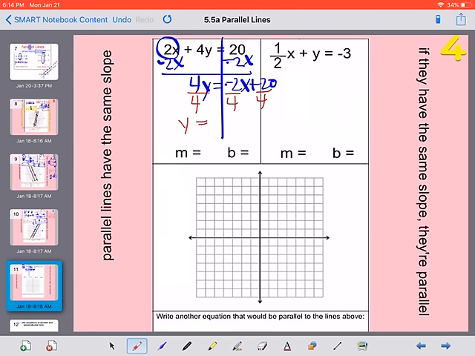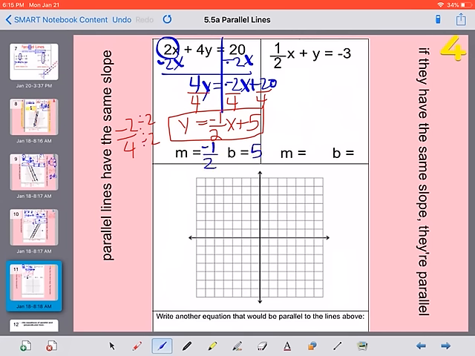So we have y equals negative 2 over 4. We can simplify that if we divide by 2. It's really negative 1/2 x. Plus 20 divided by 4 is 5. So our slope m is negative 1/2, and b is 5.